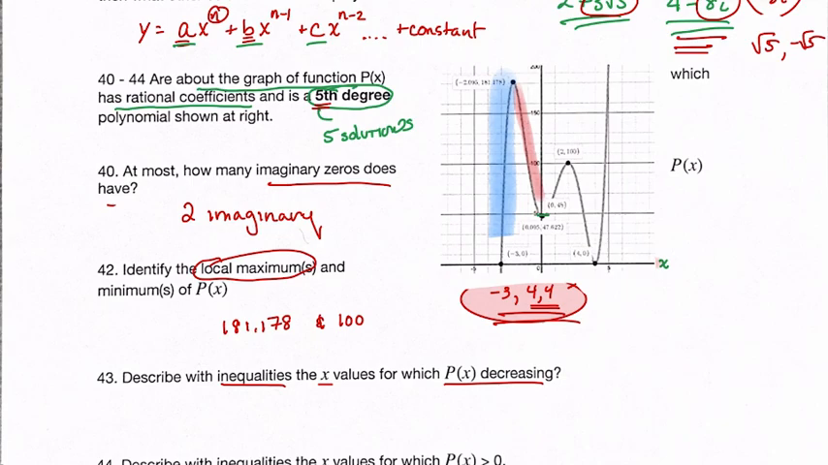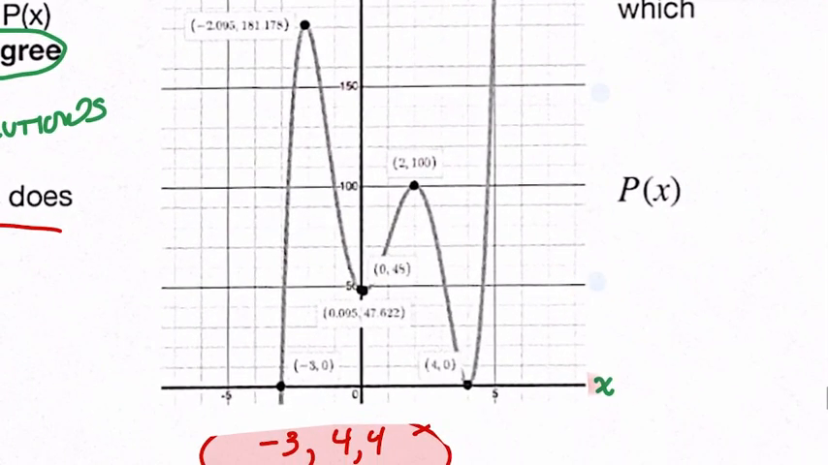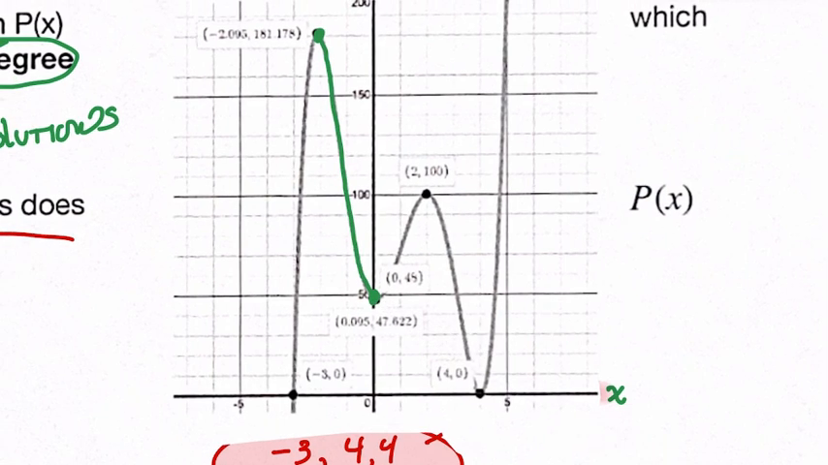Now I'm going to erase a little bit of my stuff here so I can really dig in. All right, so here's my decreasing region. And we need to describe that with the x values. So let's find out his x value up here. It starts when x is negative 2.095. That's when I start to decrease.